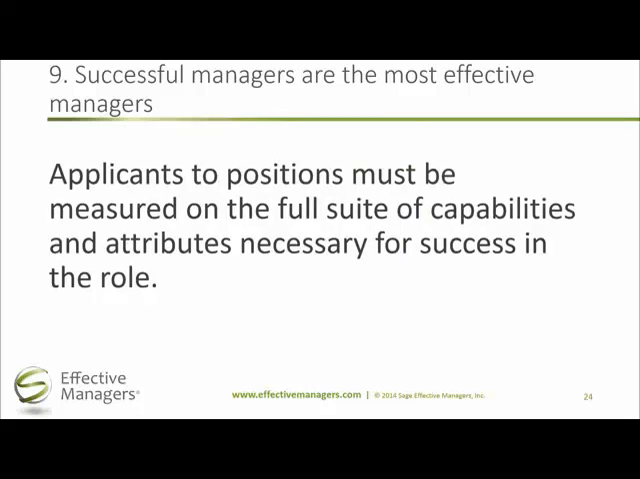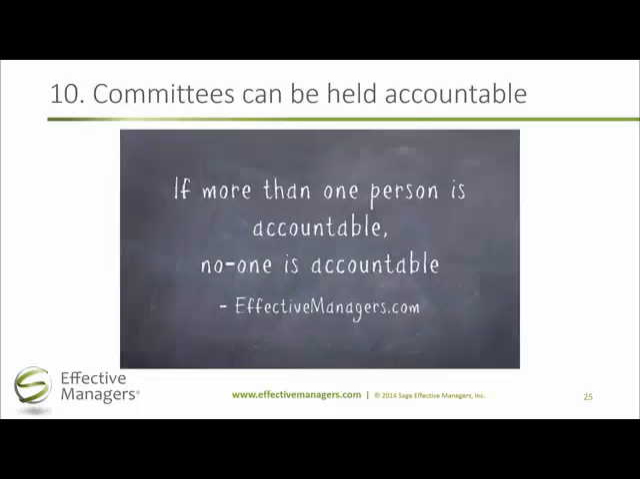What is the problem-solving capability that I need to be able to work at that next level of complexity in the organization, and how much do I really value working at that next level of the organization so that I will apply my full capability to the work? So applicants to positions really need to be measured against that full suite of capabilities and attributes that are necessary for success at that next level, and not focus too much on how well they relate to others and how well perceived they are in terms of their relationships in and across the organization.